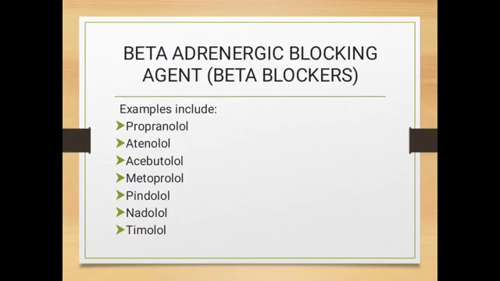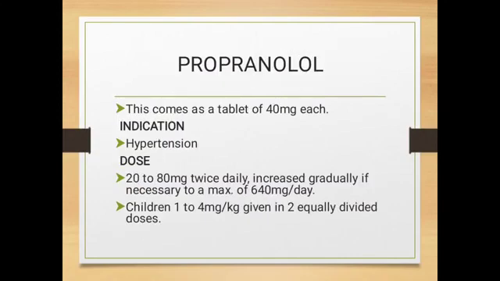Apart from that, we have another group of drugs which are the beta adrenergic blocking agents. In short, they are known as beta blockers. And amongst the beta blockers, we have drugs such as propranolol, atenolol, acebutolol, metoprolol. Apart from that, we have pindolol, nadolol, as well as timolol. So amongst all these drugs, we are going to look at one of the common drugs, which is propranolol.